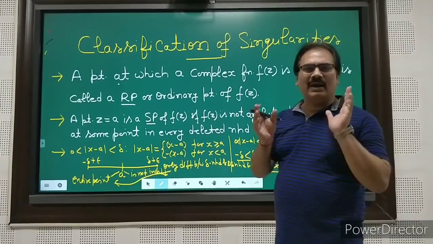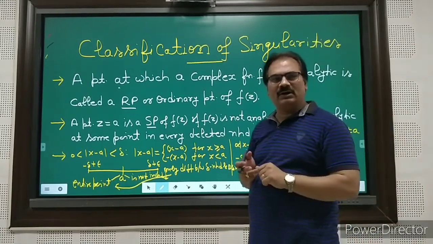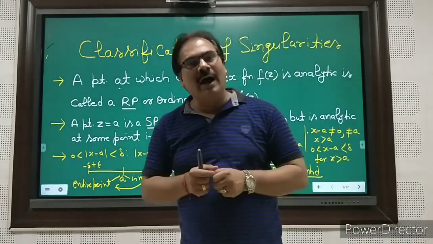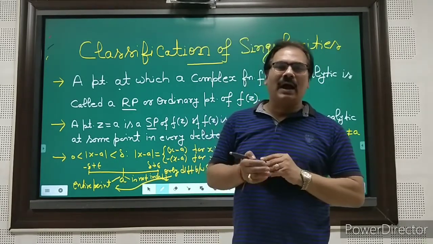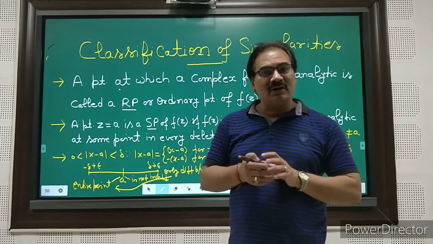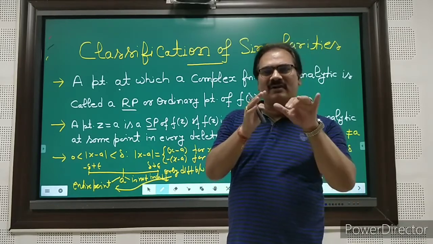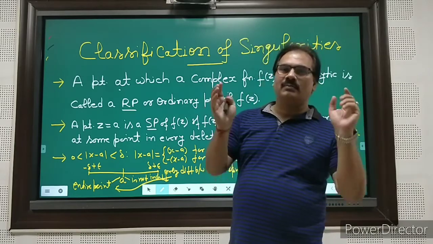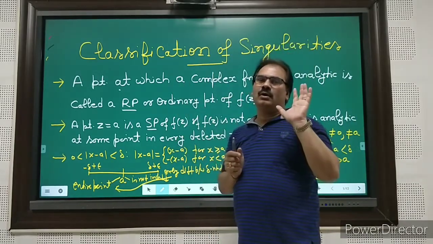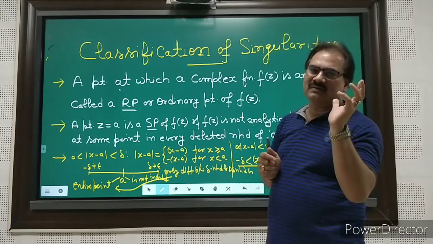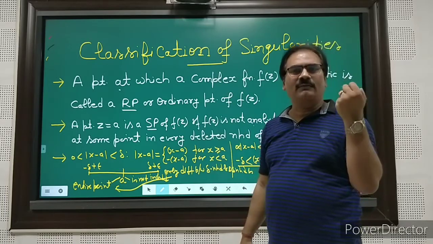I want to make an appeal to all my viewers and students: before starting the classification of singularities, you have to go through my playlist 1, where I have already posted the Laurent series lectures. First go through and look at the Laurent series. There are two parts: one is the regular part, and the other is the principal part. You have to understand what the actual Laurent series is before discussing the classification of singularities.